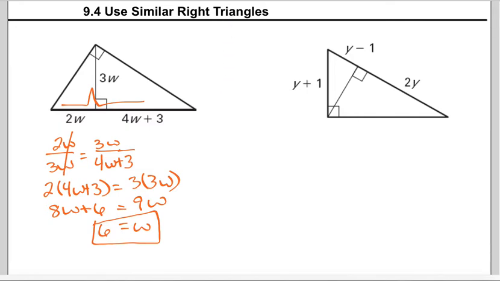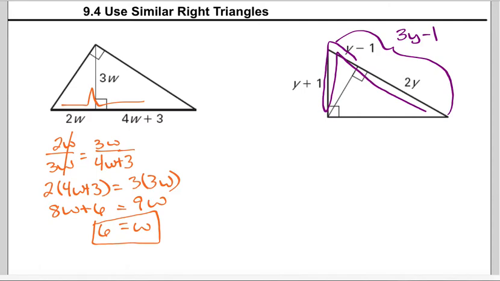On the right side, we are going to need to first figure out what the entire length of the bottom is. The 2y is just this part over here. The y minus 1 is this part over here. So the entire piece is needed for this theorem to work out. So we're going to have to combine them together, which would give me 3y minus 1 for the whole hypotenuse there. So we need the y minus 1 over y plus 1 over 3y minus 1, doing that boomerang setup.